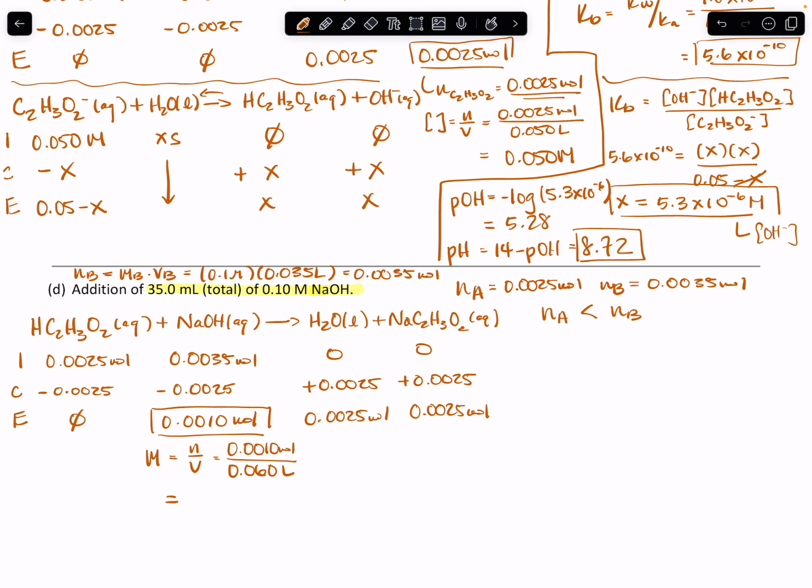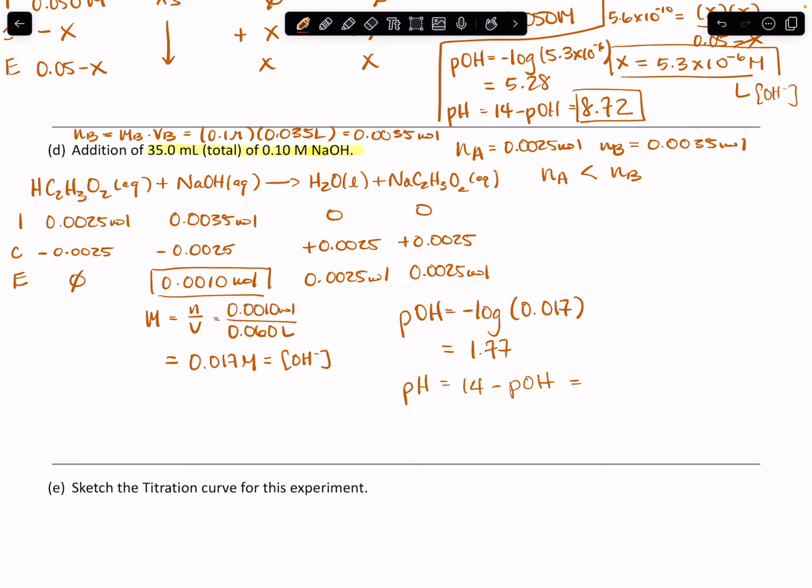All right. So the molarity of the NaOH that remains afterwards is going to be equal to 0.017 molar. And because that base dissociates fully, that is also equal to the concentration of hydroxide ions that are present. So I can use that to calculate pOH using the negative log of the 0.017. And I'm going to get a pOH value of 1.77. So pH is going to be equal to 14 minus that pOH value. I'm going to get an answer here of 12.23.